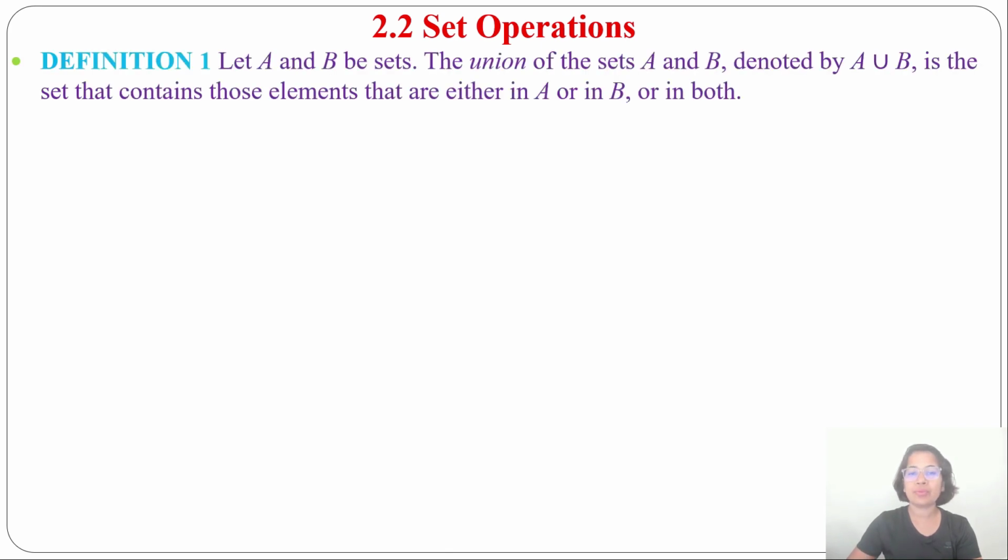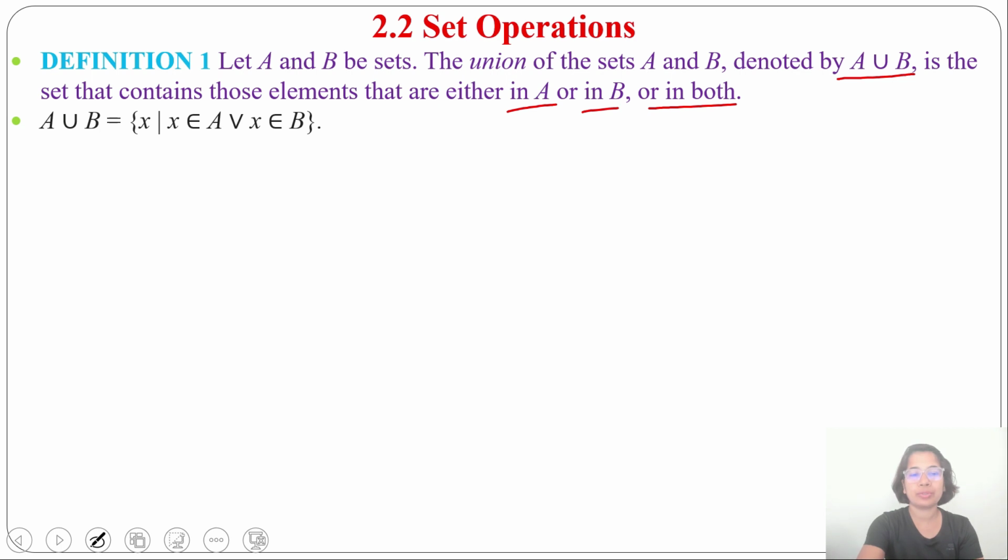First set operation is union. Definition 1: let A and B be two sets. The union of sets A and B, denoted by A ∪ B, is the set that contains those elements that are either in A or in B or in both. A ∪ B equals {x | x ∈ A or x ∈ B}.